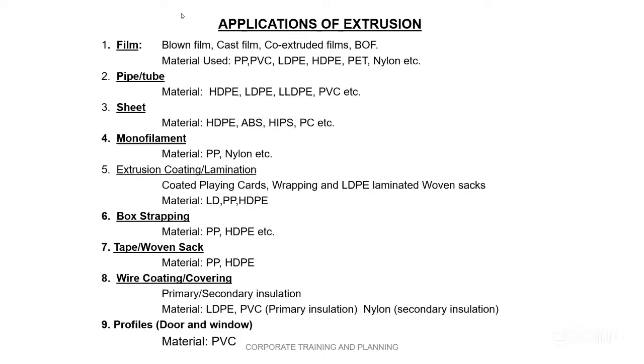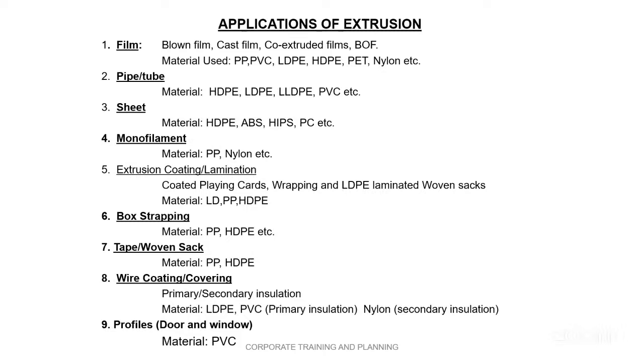Then pipe and tube, which we have just seen now; these are the materials used for pipe and tubing. Then sheet, we are also going to see how sheet is manufactured after our blown film plant. We will cover this also. These are the materials for sheet. Monofilament, with PP and nylon filament, is generally used in the market. There are many customers for PP and nylon. A lot of applications are there for monofilament. And this we are also going to discuss.